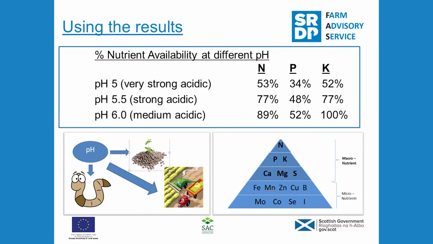The table at the top shows the percentage of nutrient availability at different pH levels. Now in southwest Scotland, we mainly see pHs ranging from 5.5 to 6, and it just shows you there that at a pH of 5.5, 23% of nitrogen applied is being wasted. Now at today's fertiliser prices, that can quickly add up to a lot of money, so it's vital to get pH right. Also, P and K are less available the lower the pH is.